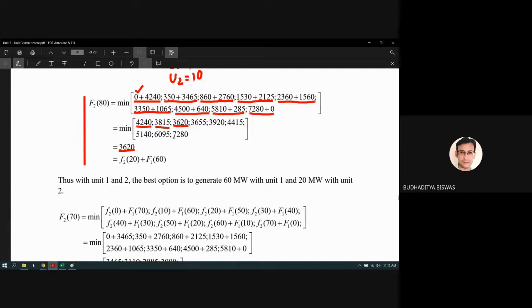What is the combination of 3620? This one. And what is this? This one is F2(20) and F1(60). That means unit 1 is generating 60 megawatt of power and unit 2 is generating 20 megawatt of power. So total is 80. Got this one? If you do not understand this, please ask me again, because we need to repeat this again and again to find the minimum solution.